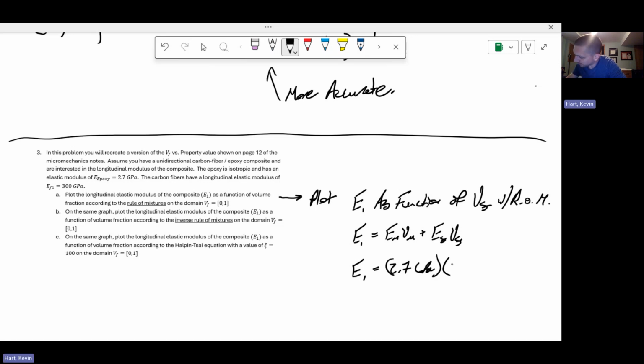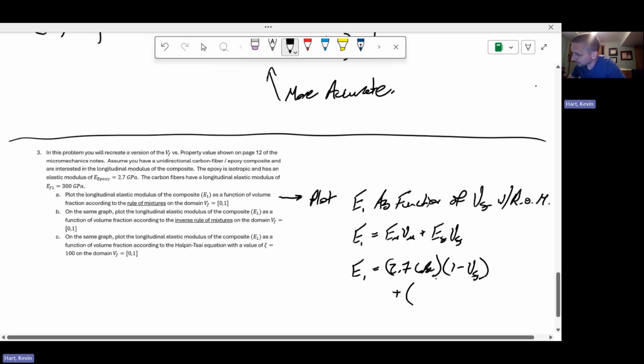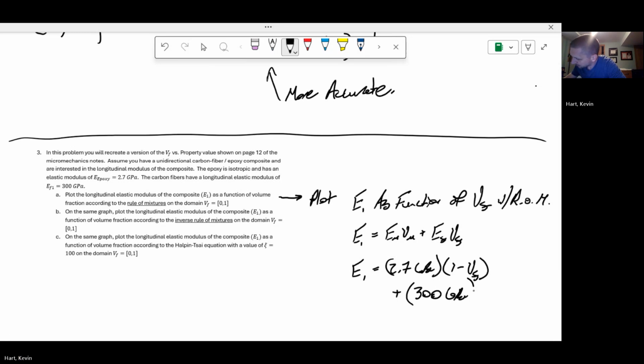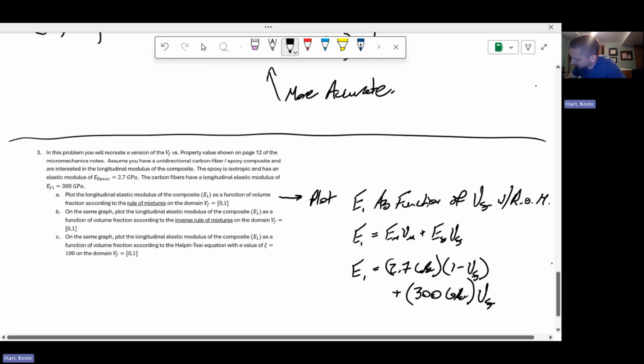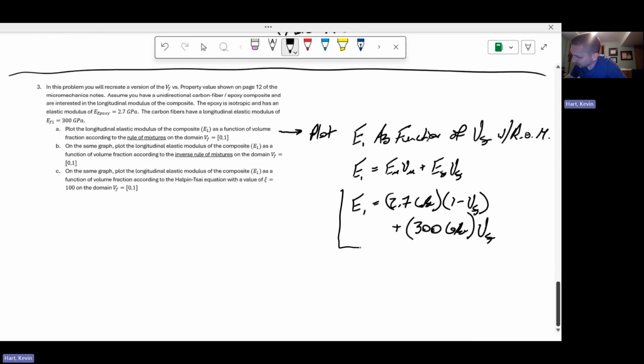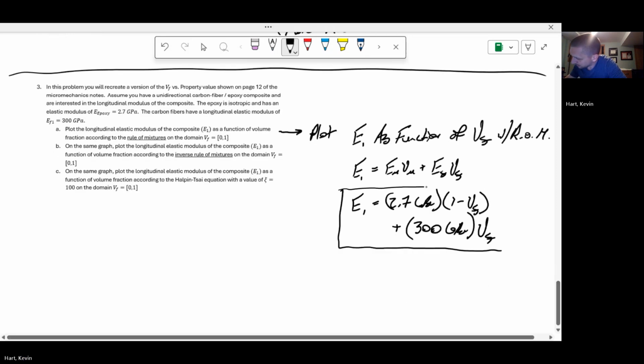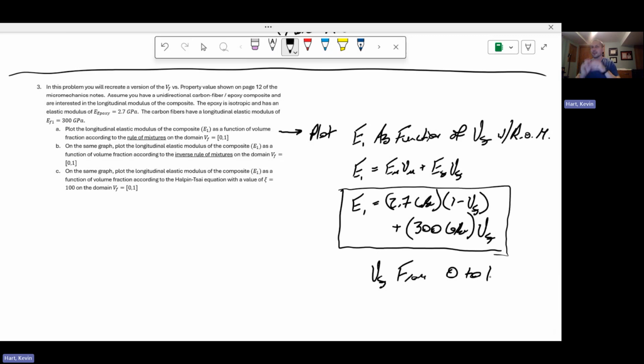The volume fraction of the matrix is 1 minus the volume fraction of the fibers, so 1 minus VF, plus the elastic modulus of the fibers. This is 300 GPa times VF. All right. So this is an equation that you're going to plot on the domain VF from 0 to 1. That is one of the lines that you're going to plot, right?